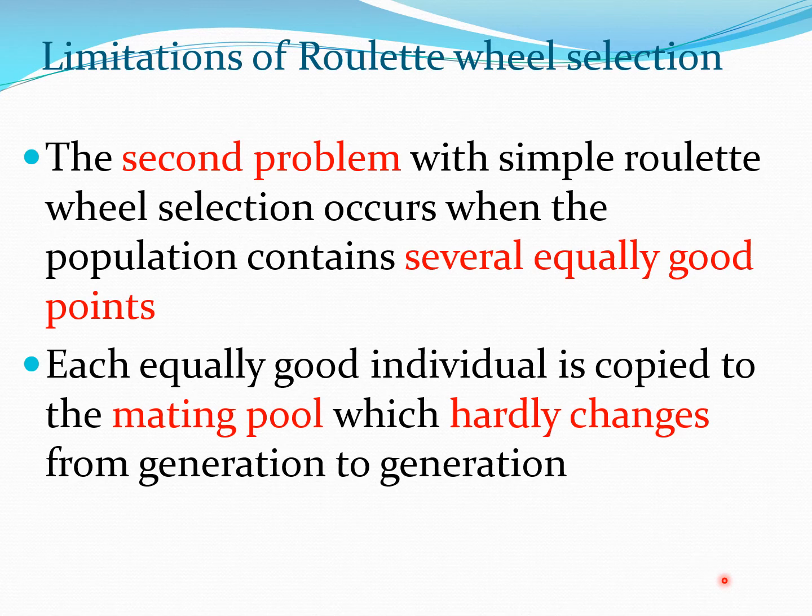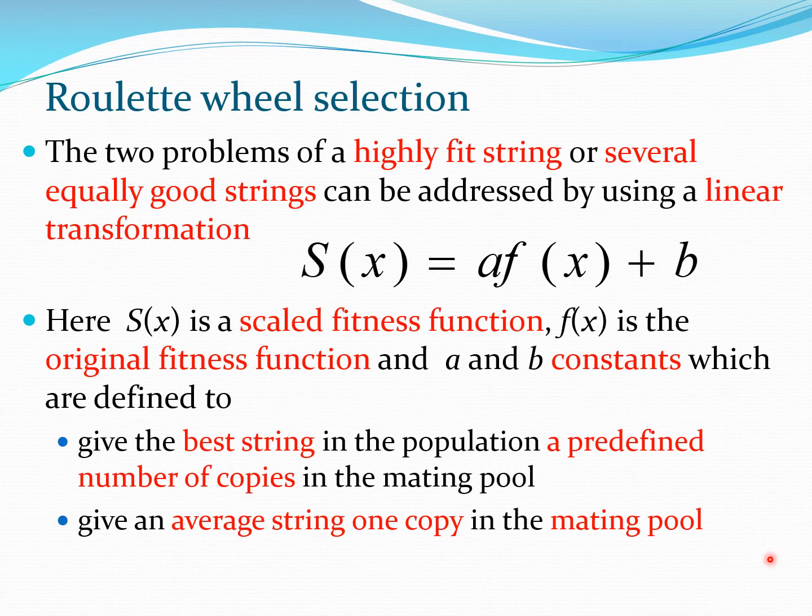The second problem could happen when you have several strings which are equally good. And in this case, once again, this particular good string would get copied into the mating pool too many times, and there would be hardly any change in the population after a certain point. That is stagnation here also. So both these problems can be mitigated to some extent by using a certain linear transformation, where you essentially define a scaled fitness function S in terms of the actual fitness function f, and you pick a and b as two constants which are defined such that the best string in the population is given a predefined number of copies in the mating pool and a typical mean string gets 1 copy in the mating pool, and this should be performed at each generation k.